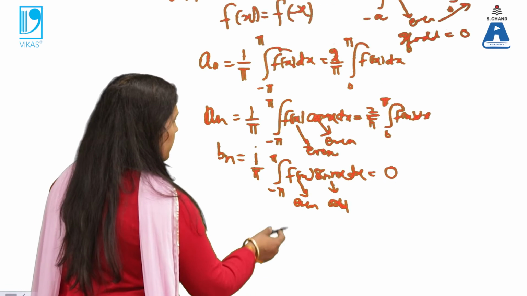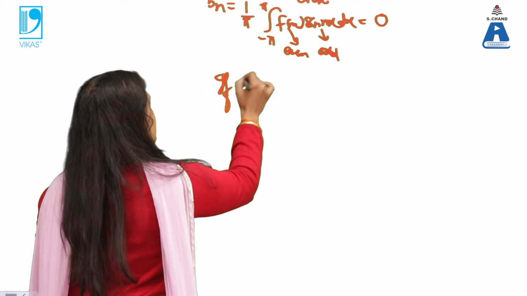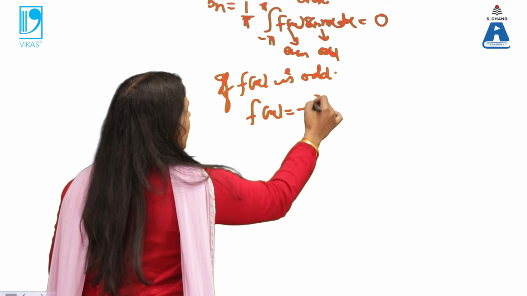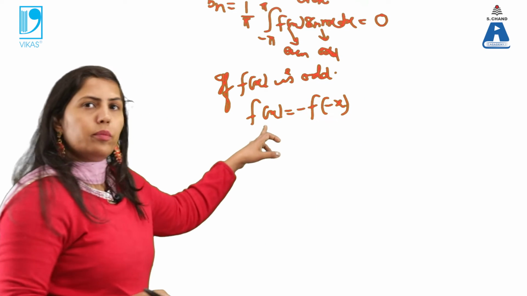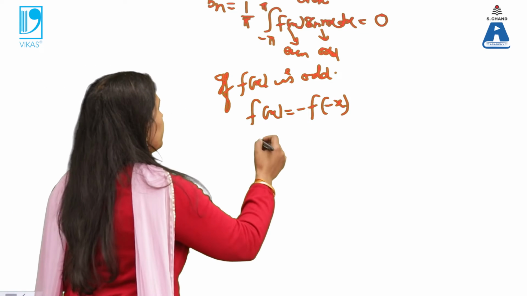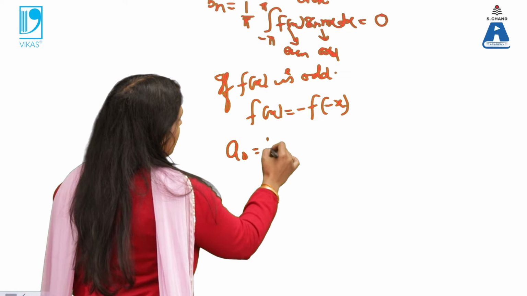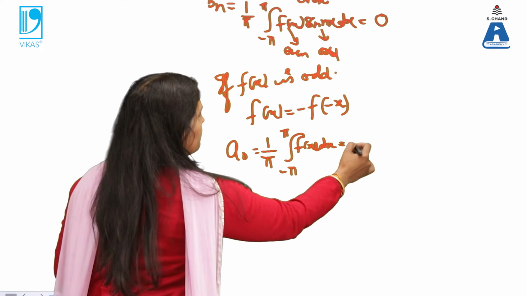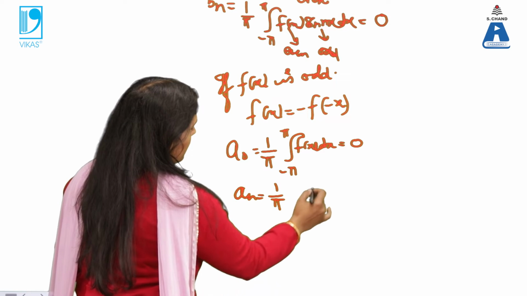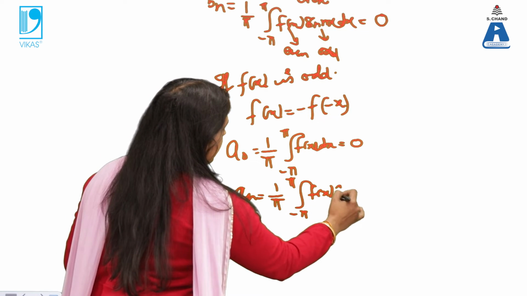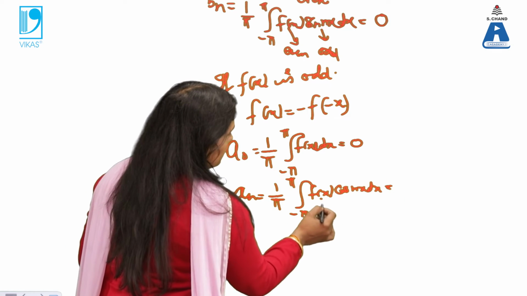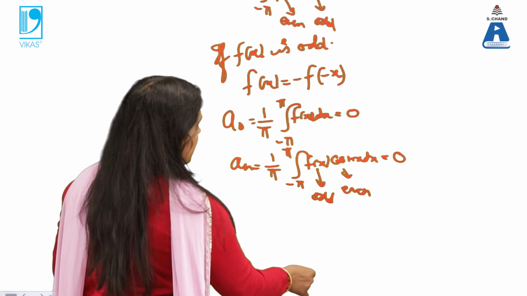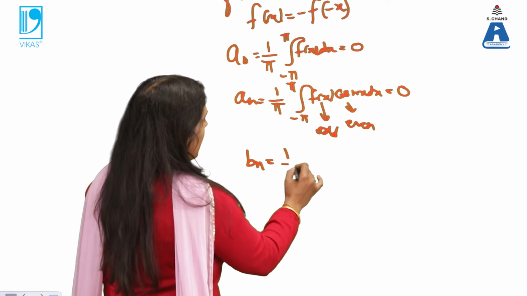Now come to odd property. If your given function is odd, what does it mean? f(x) is minus f of minus x. It means this property it is holding. That is why on the basis of that we are saying it is odd. Now, if it is odd, a naught, that is 1 by pi minus pi to pi f(x) dx, it will be 0 now as per the formula. Then an, f(x) cos nx dx, what it will be? This is odd and this is even. Even odd combination is finally odd, so it will again be 0. So it means if your function is odd, only bn you are supposed to calculate.